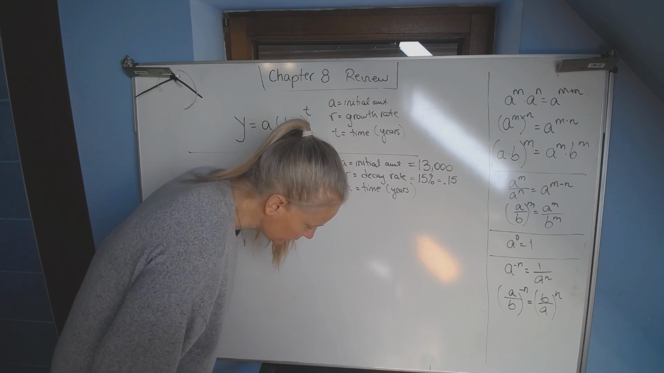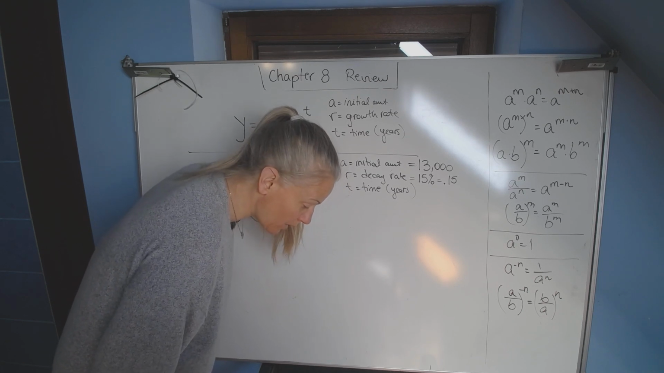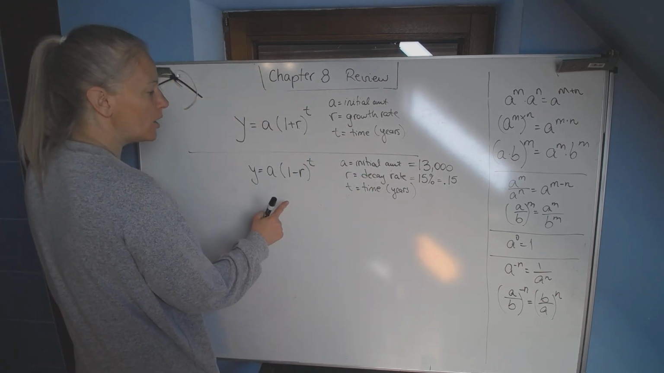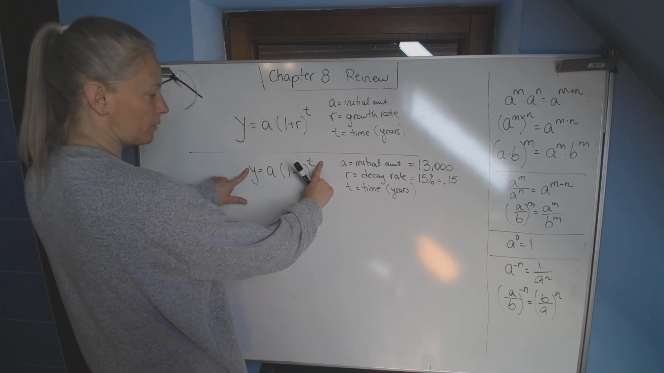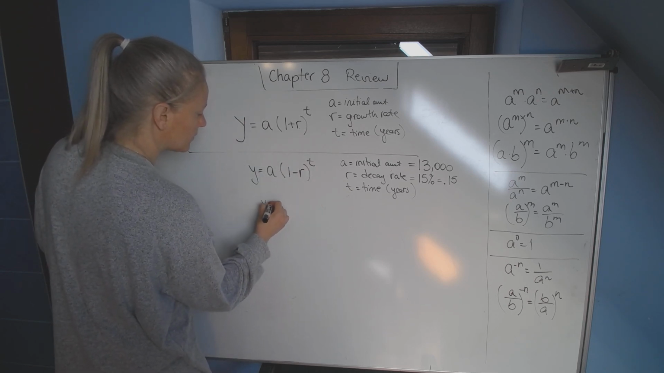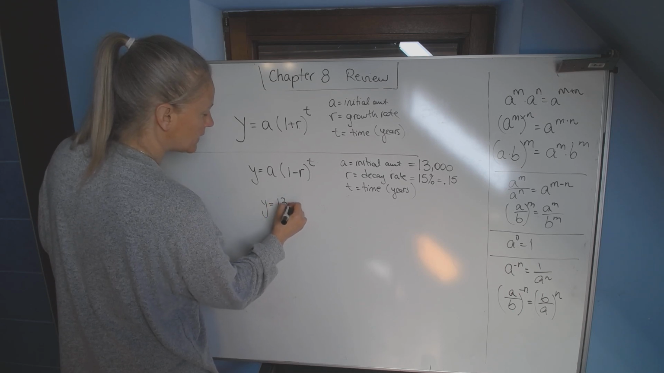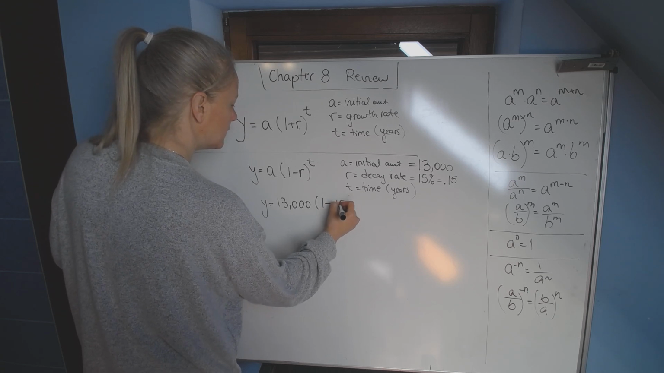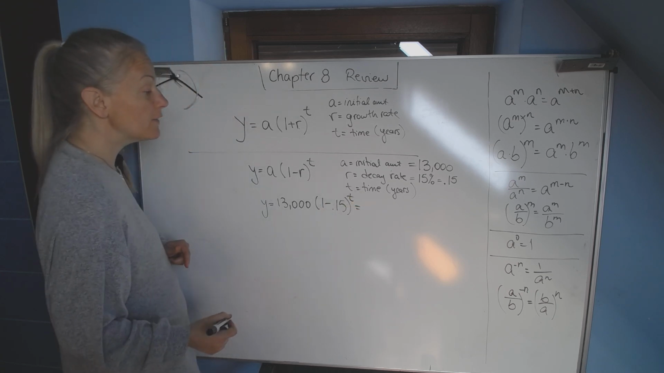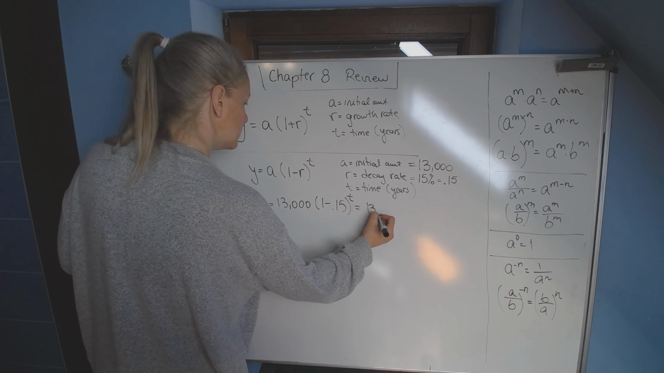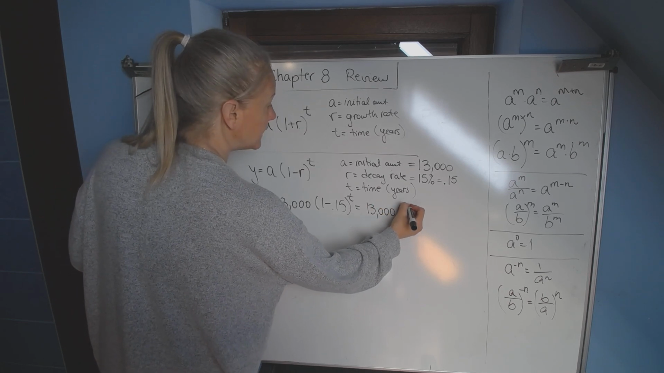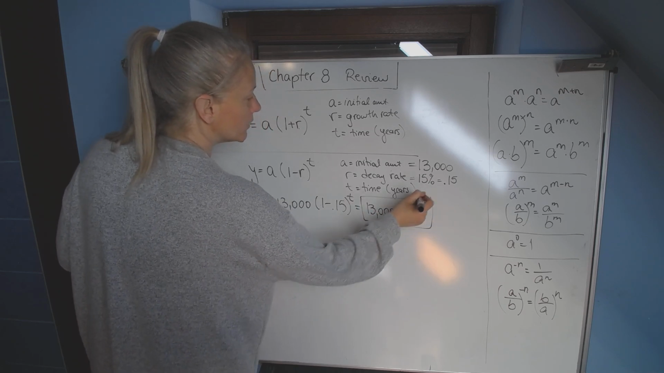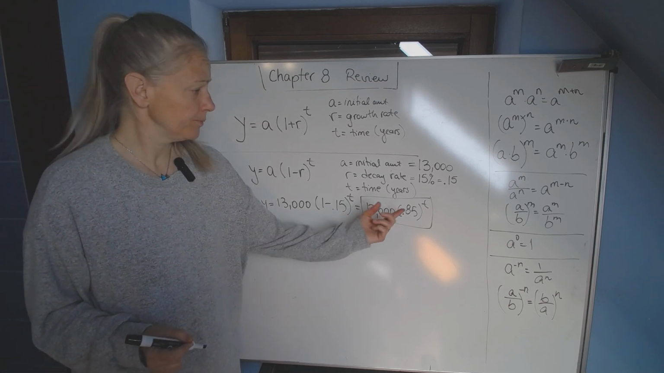Find the approximate value. Well, first of all, write the exponential decay model, and then find the value in 4 years. So when they want the model, we don't mess with T and we don't mess with y. y becomes A, which is my initial amount, 13,000, times 1 minus my rate, 0.15, all to the T. And we're going to finish it. This becomes 13,000 times 0.85 all to the T. This is my exponential model.